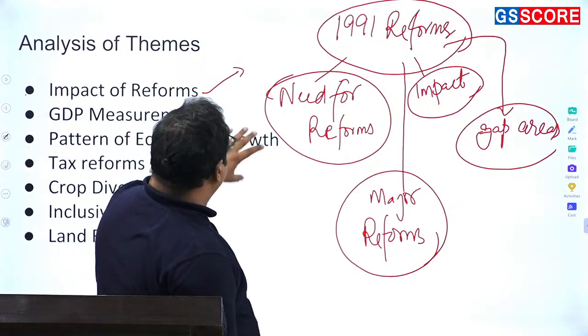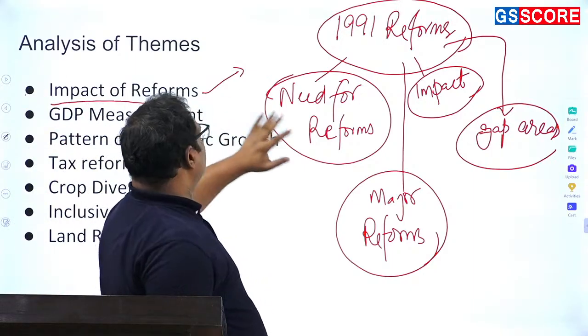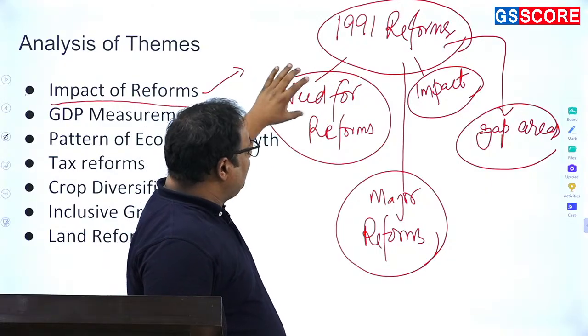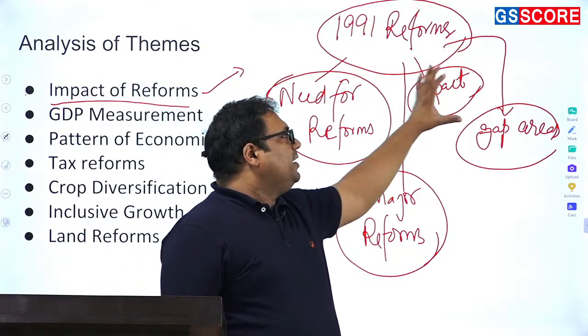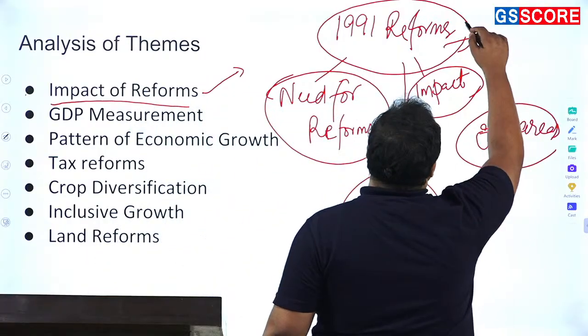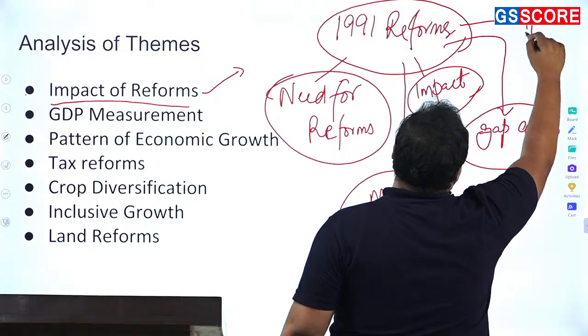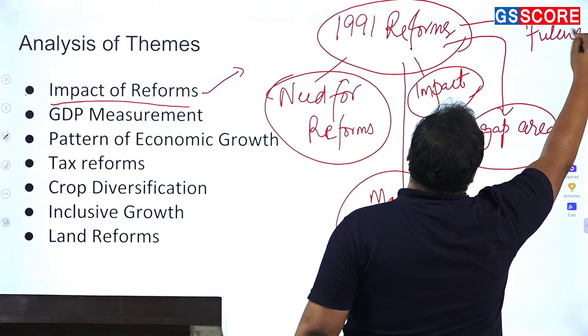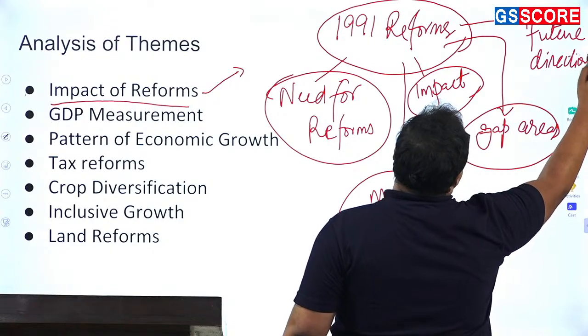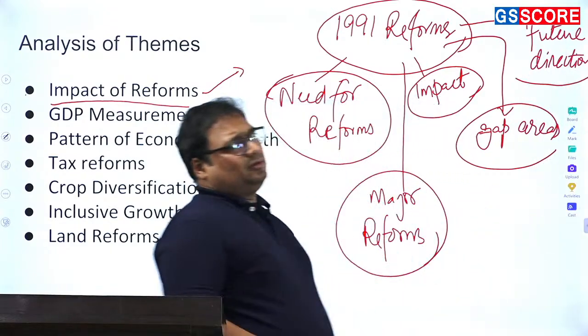Need for reforms. So although we called it impact of reforms, even to understand impact properly, you need to look into need for reforms, major reforms, impact, gap areas. Okay. Then future direction. अगर जो गैप है उनको आज कवर अप करना हो तो क्या करना होगा?